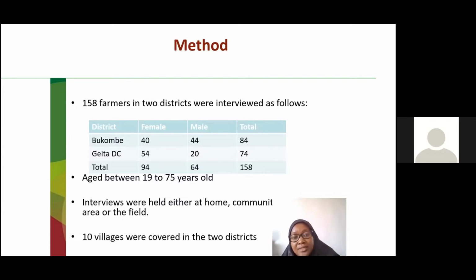A total of 159 farmers were interviewed. This included 94 females and 64 males, making a total of 158. Those farmers were aged between 19 and 75 years old. The interviews were held either at home, in a community area, or in the field. And more than 10 villages were covered during the survey within those two districts.